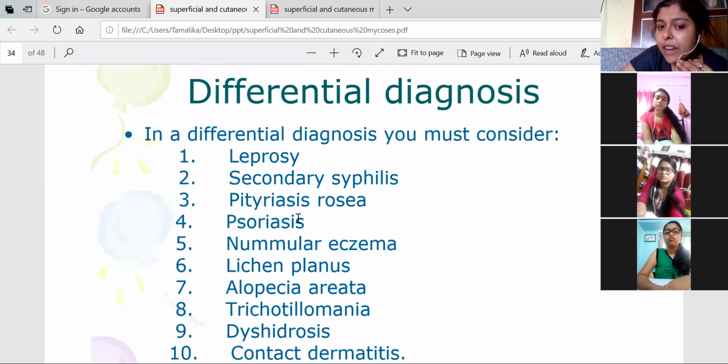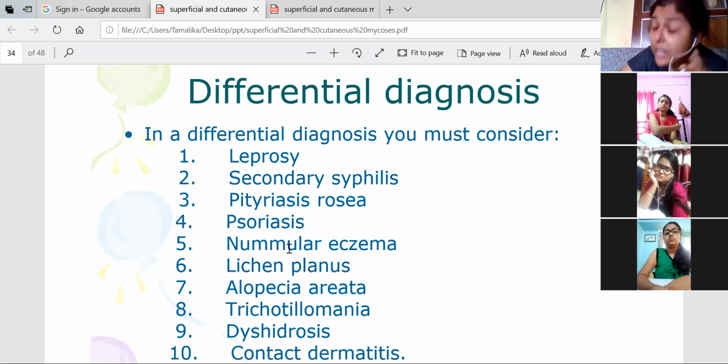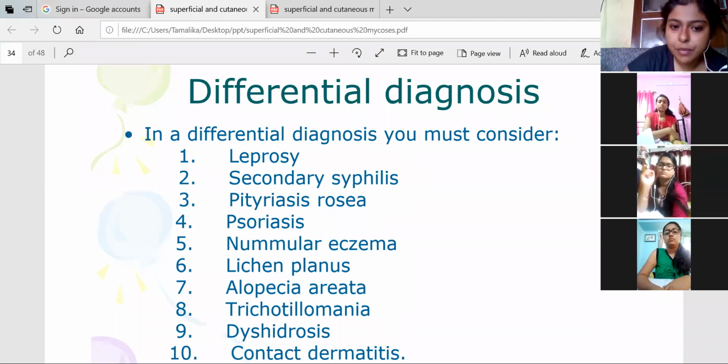And these are some differential diagnoses. In a differential diagnosis, you must also consider leprosy, secondary syphilis, pityriasis rosea, psoriasis. There are many other diseases: eczema, lichen planus. So these are some of the other differential diagnoses, different diagnoses with the same kind of symptoms.